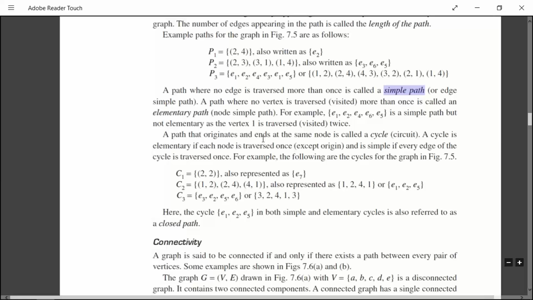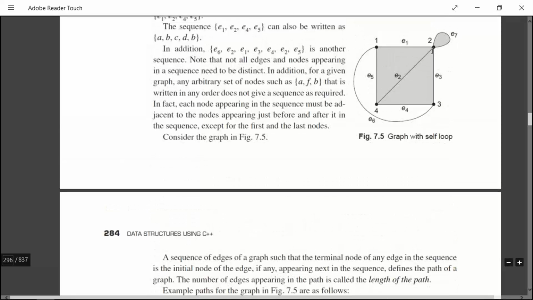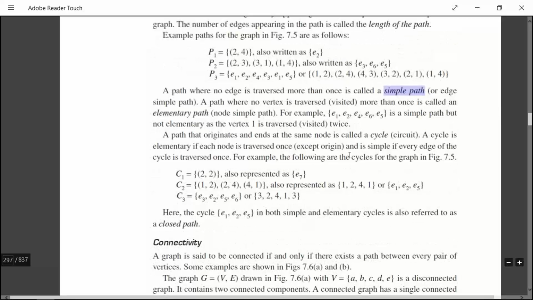So a path that originates and ends at the same node is called a cycle, circuit, loop, whatever it is called. So here, this is a cycle. It originates there and ends there. So it is a circle or circuit. A cycle is elementary if each node is traversed once except origin, and it is simple if every edge of the cycle is traversed once.